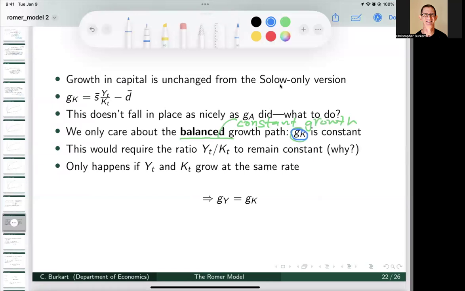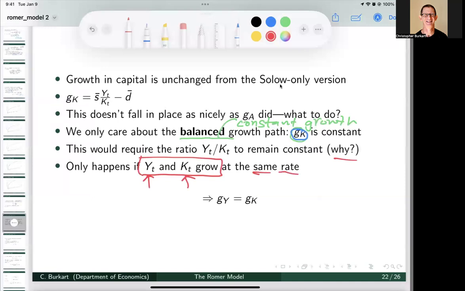So for that to be true, for our overall growth rate to be constant and the growth rate in capital to be constant, that requires the ratio of these two growth rates to also be constant. And the answer to my why here is given right here, right? For that to remain constant, we have these two growing at the same rate.